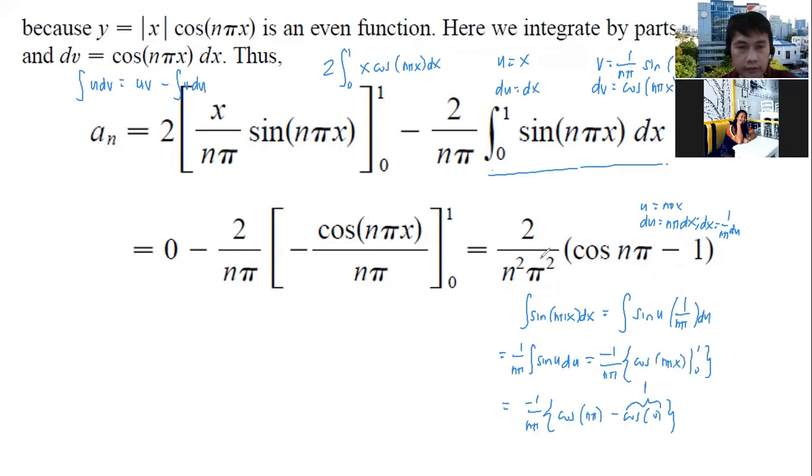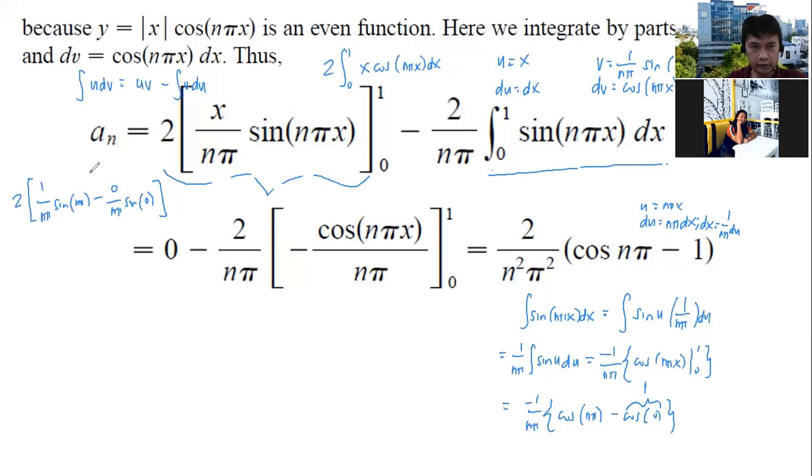first term natin, ito, okay, so upper limit minus the lower limit, this will give us 2 times 1 over n pi sine n pi minus, so isasaksak natin yung 1, no? So 0 naman, 1, 0 over n pi sine 0 yan. Okay? So of course, sine ng n pi is always 0 yan, diba?